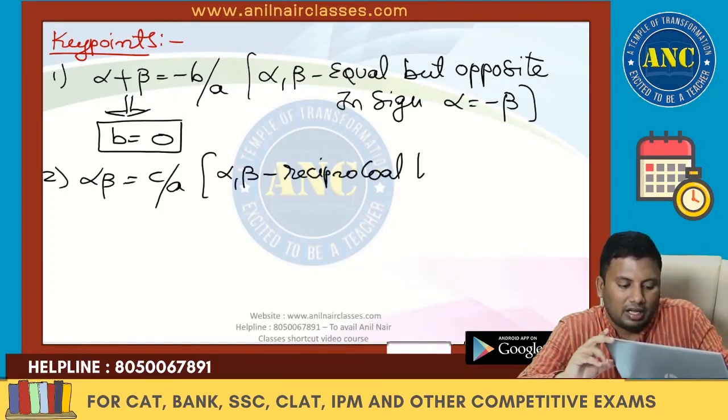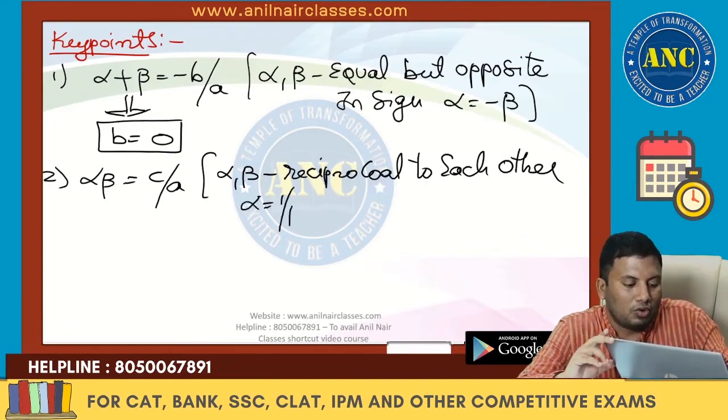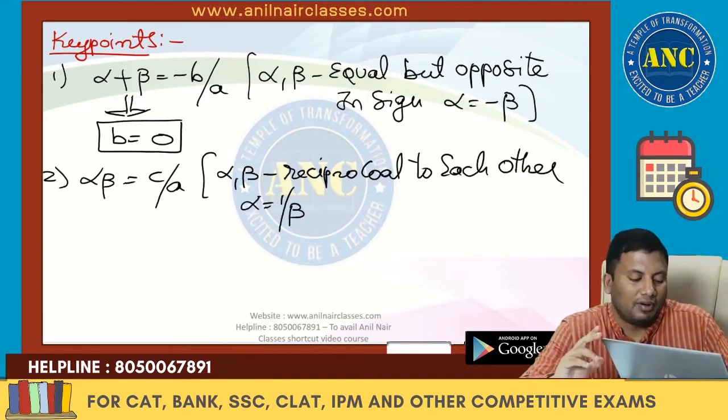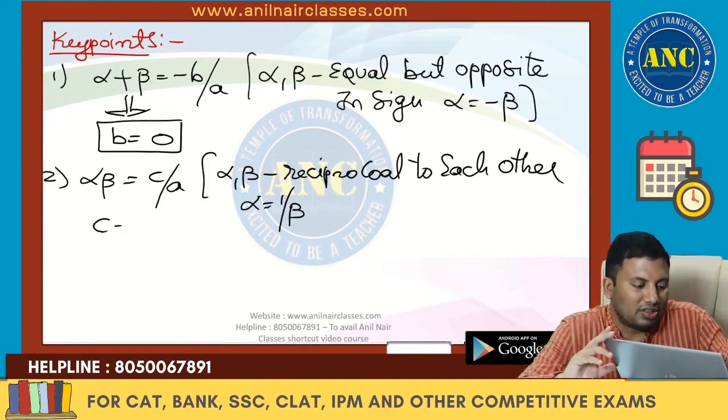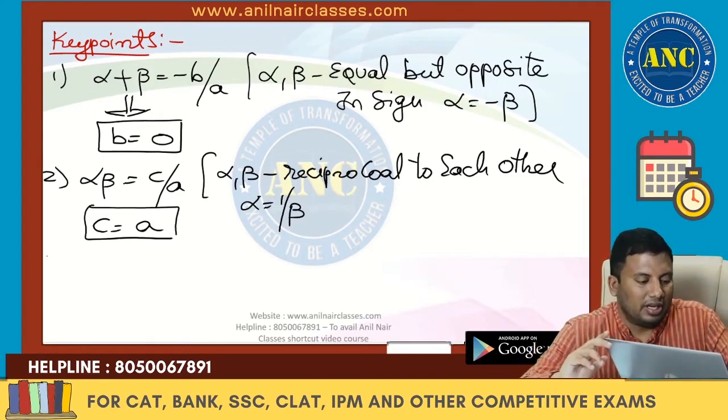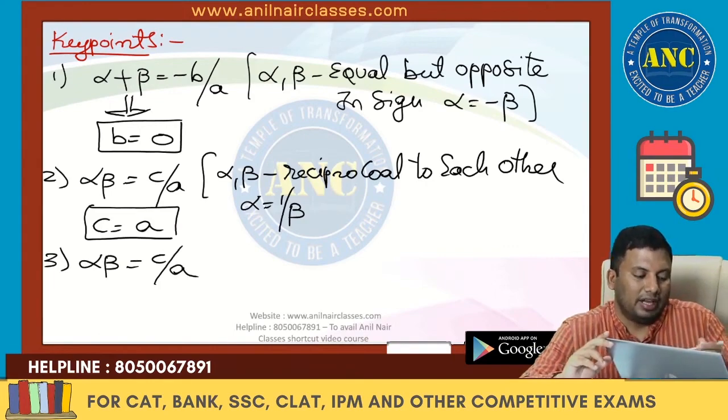Alpha and beta are reciprocal to each other. What do you mean by reciprocal to each other? The roots are alpha and 1 by alpha. So this is nothing but C equivalent to A. Next one: alpha beta is equivalent to C by A.